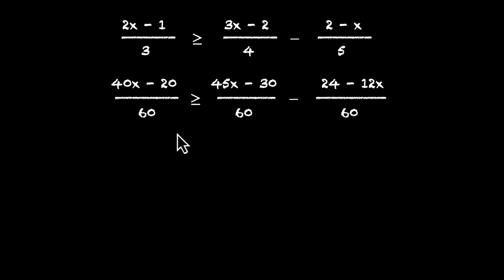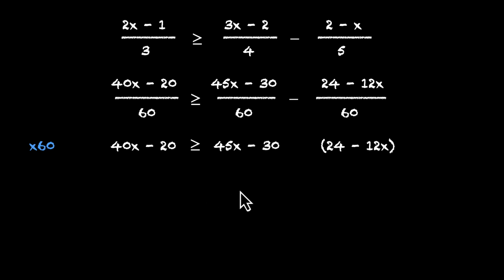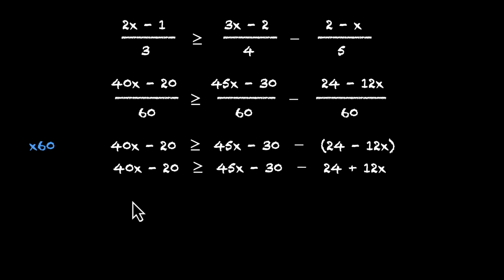Alright. So we have 60 in the denominator. Now let's use the rule of the inequality by multiplying both sides by a positive number. That's 60. So multiplying by 60, we'll get rid of the denominator. We'll have this. Make sure that you have a bracket here because we have a negative sign and we always want to be careful around negative signs. Okay. So if we open this up, we have 40x minus 20, that's greater than or equal to 45x minus 30 minus 24 plus 12x. So that's this.